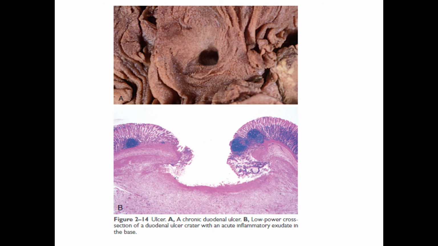This is the ulcer. The upper part is the chronic duodenal ulcer, gross appearance. The lower part, B, is a low power cross section of the duodenal ulcer crater. This pit of the ulcer we call the ulcer crater, with an acute inflammatory exudate in the base. All this pink is the inflammatory exudate in the base of the ulcer.